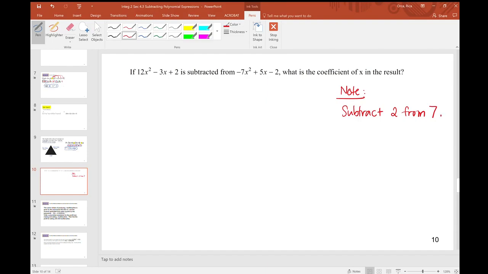Is it 2 minus 7 or is it 7 minus 2? Well, if you look at it, we're taking 2 away from 7. So the correct way to write it is 7 minus 2, which is 5. Now we're going to take that concept and apply it to what we have. We want to take 12x squared minus 3x plus 2 and subtract it from the negative 7x squared plus 5x minus 2. Which means that when we rewrite the problem, the negative 7x squared plus 5x minus 2 is going to come first.